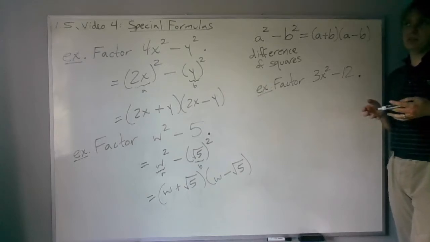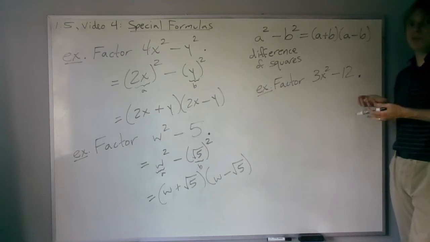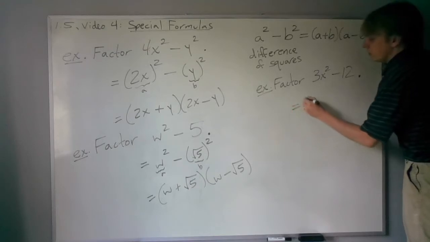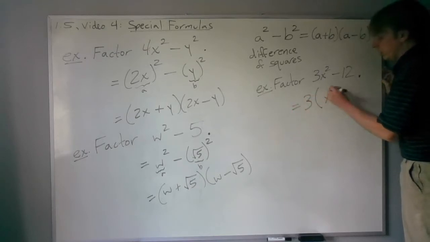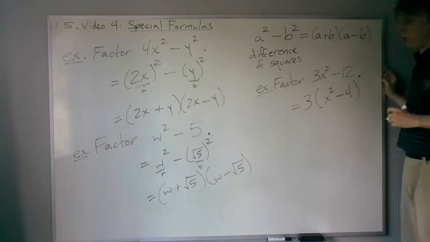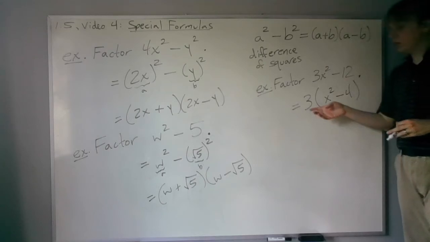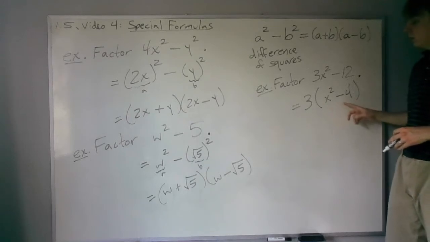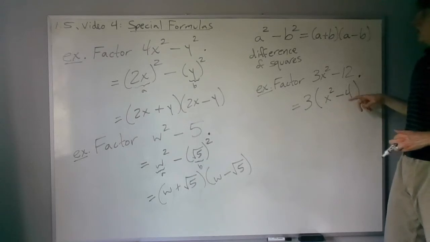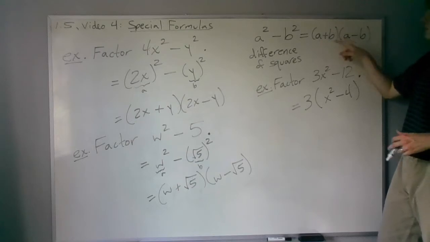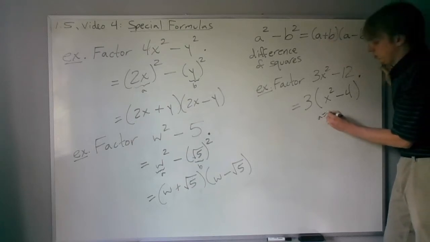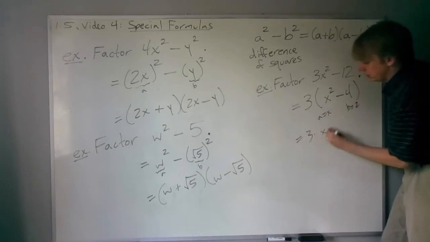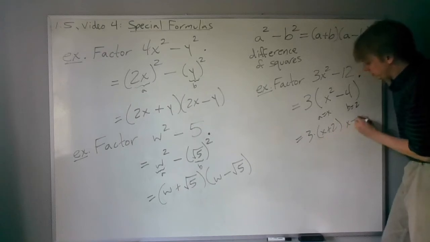So if it applies to a particular problem, we should do it first so that we get a simpler problem. So I can rewrite this, factoring out the greatest common factor of 3 as 3 times x squared minus 4. So that's one step using the greatest common factor approach. But now this is a square minus a square, x squared minus 2 squared. And so I can use this formula with a is x and b is 2. And so it's 3 times x plus 2, x minus 2.